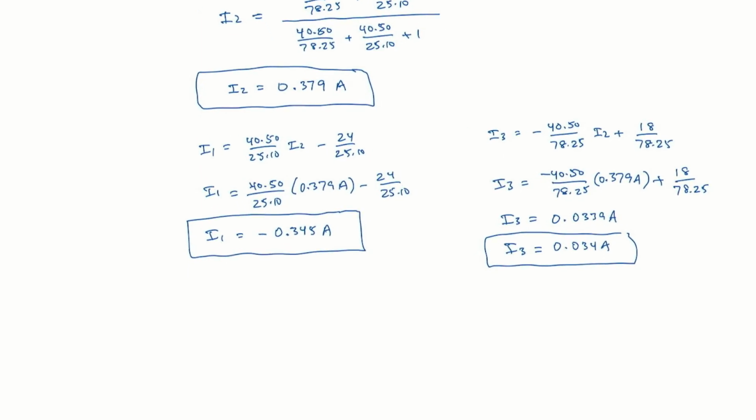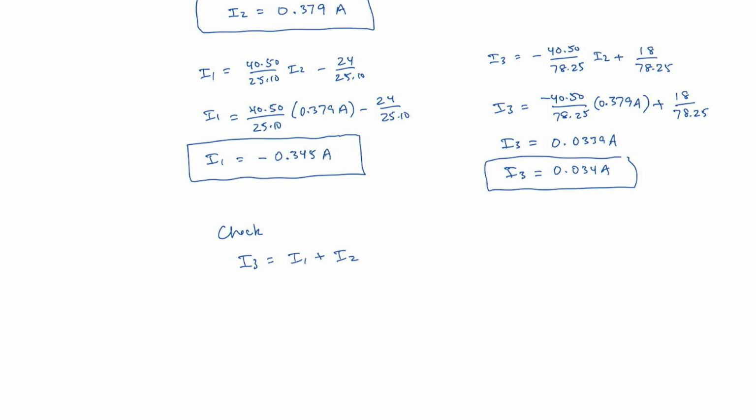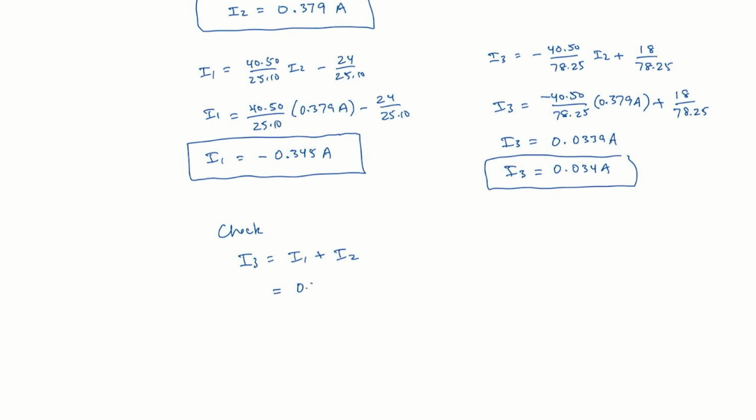We know that I3, we can call this a check, is I1 plus I2. I1 was 0.379 amps plus I2, which is minus 0.345 amps. And this gives us the 0.034 amps. So we could have found it either way and checked with the opposite way. And so that is it. That's it for that problem. Woohoo. Okay, so we found our three currents.